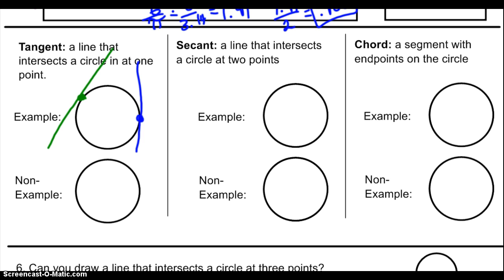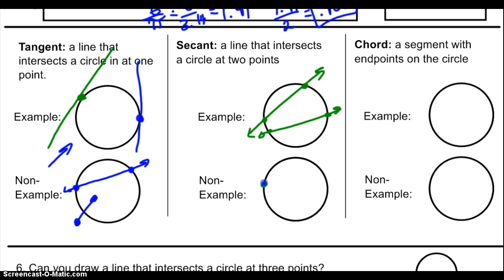An example that wouldn't be a tangent would be something like this, right? It's not a line, that's a segment. Or something like this, because it intersects that circle at 2 points. It's not a tangent. These are tangents, just 1 point, skims the circle. A secant is a line that intersects a circle at 2 points. So for example, this is secant. Okay, 2 points right there. This is another secant, 2 points right there.